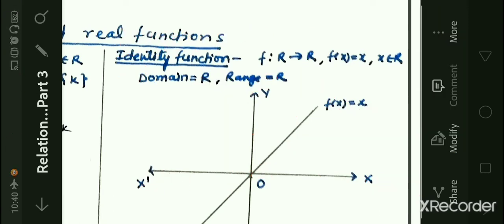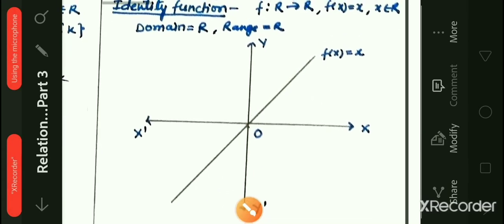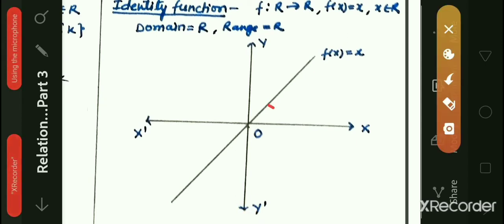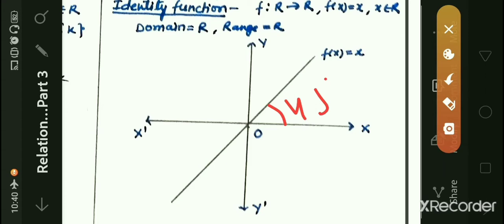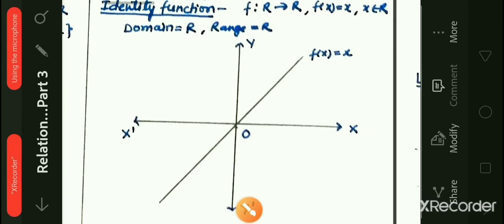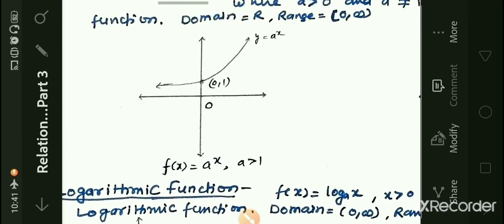Now, what will be the graph of this function? Simply, this will be a straight line making an angle of 45 degrees with the positive direction of the x-axis, and this will be passing through the origin and extended from the first quadrant to the third quadrant. I hope its graph is clear to all. Now we shall study some other important graphs.